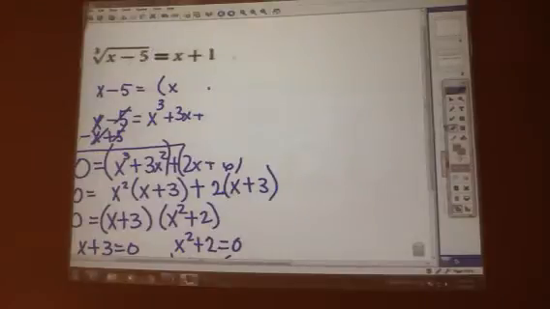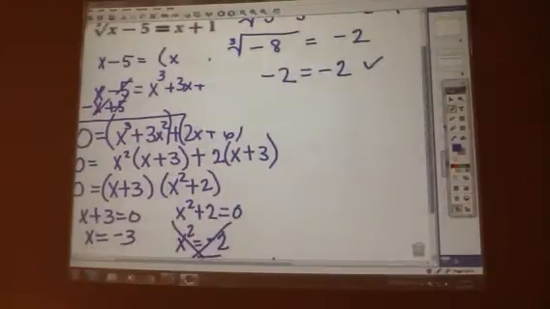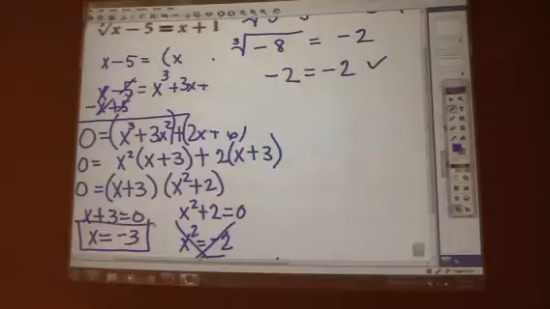Alright, here's our original problem right there. I'm going to substitute negative 3 in. Cube root of negative 3 minus 5 equals negative 3 plus 1. Cube root of negative 8 equals negative 2. What's the cube root of negative 8? Negative 2. Negative 2 equals negative 2. Checks out. That right there is my final answer. Any questions?